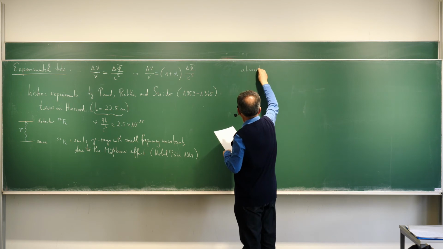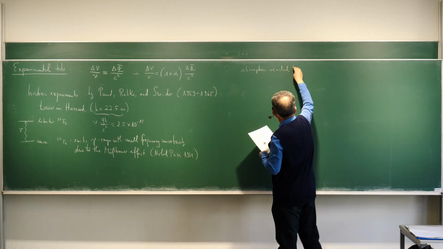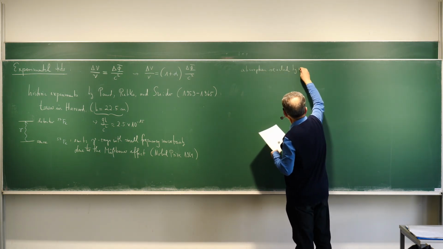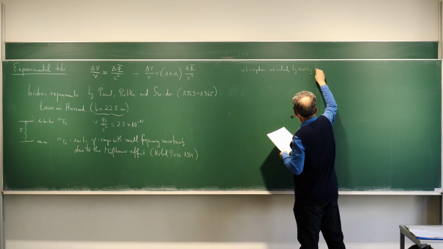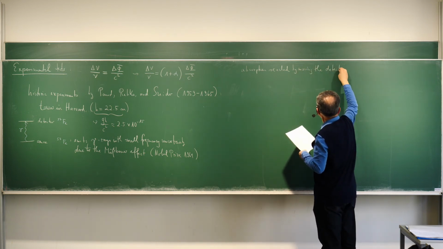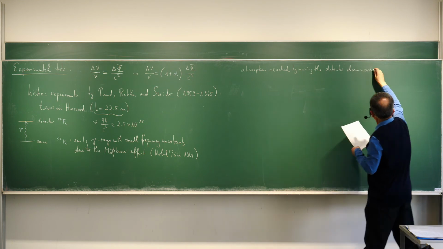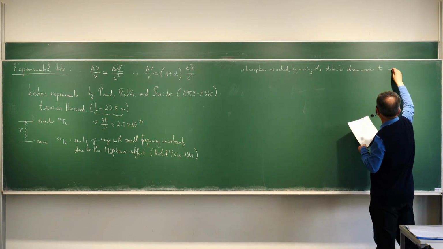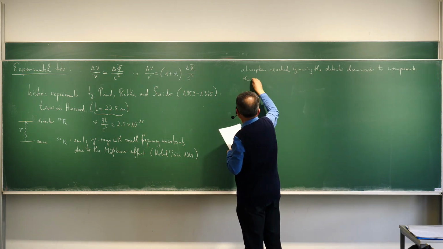Absorption reached by moving the detector downwards to compensate the gravitational redshift.